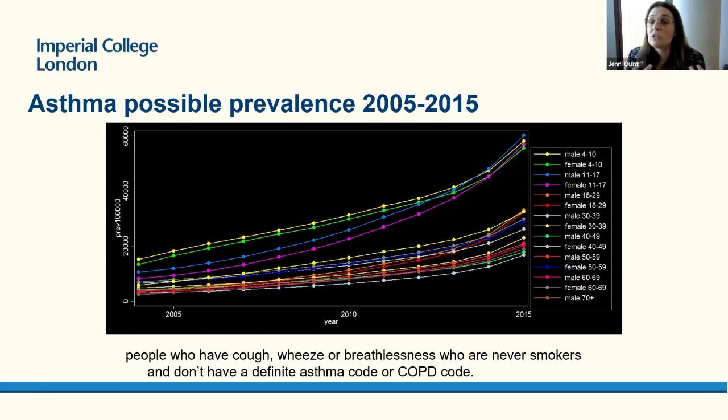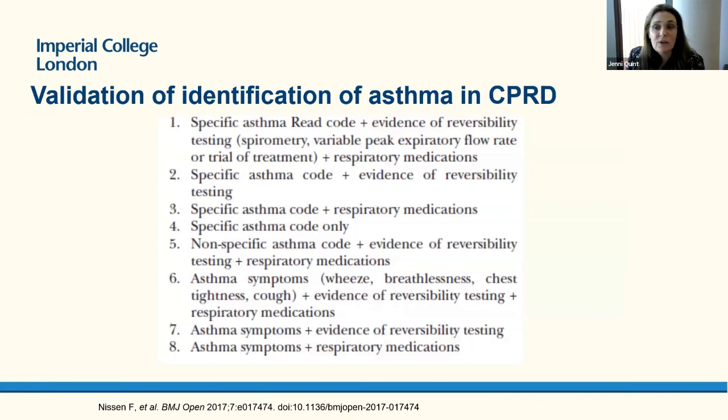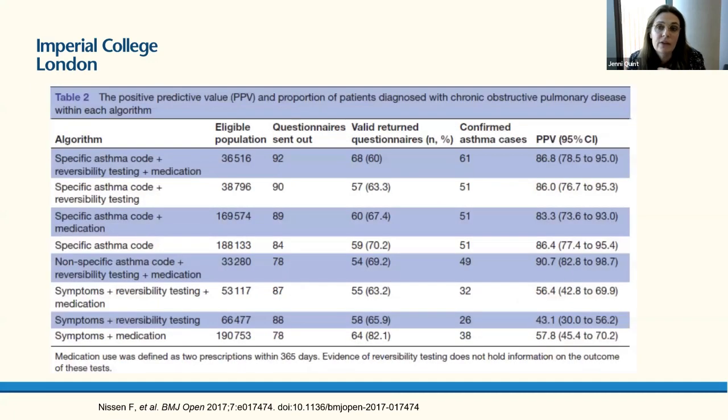I wasn't happy that you could determine a missing population of people with asthma based on these sorts of data. So one of the things that Francis Nissen did when he did his PhD was to validate how we might truly find a diagnosis of asthma within the databases.